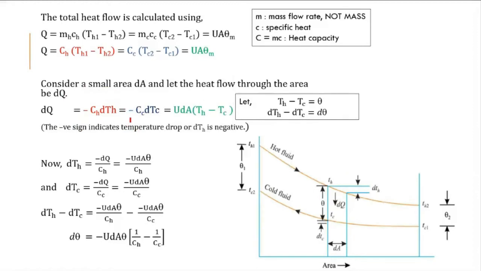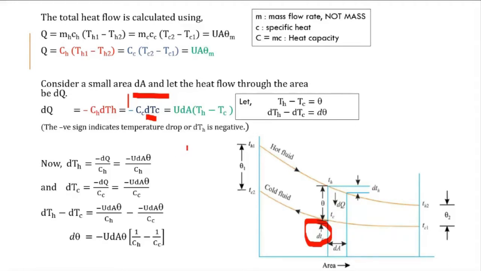Similarly, it is equal to the heat gained by the cold fluid. So again, this dTC term is also negative, so we are putting minus CC dTC. We are putting a minus sign because dTC is also negative. This minus was not there in the previous derivation because in the previous derivation dTC was positive. Clear? Yes, sir.